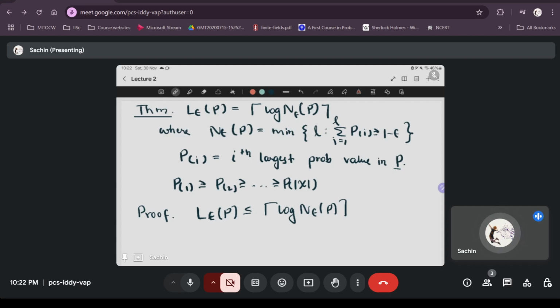If you want maximum, you can just arrange in ascending order, right? Instead of descending order, then iteratively keep adding until you get the high probability set.